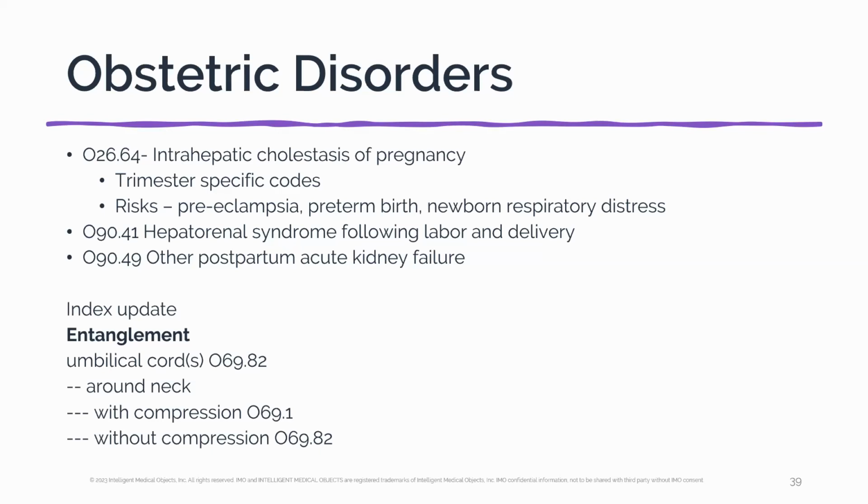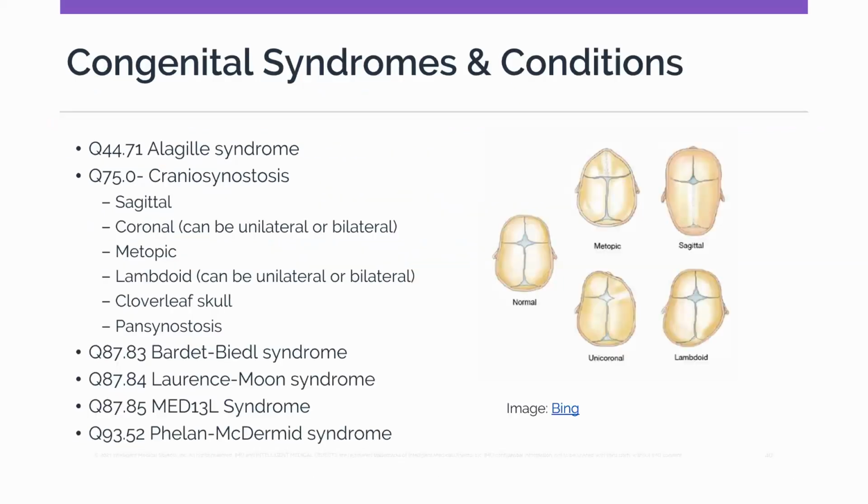Now let's look at various congenital conditions. Q44.7, other congenital malformations of the liver, was expanded to specifically create a unique code for Alagille syndrome. This is a genetic disorder affecting the liver. Newborns often develop liver cholestasis, jaundice, and have pruritus.